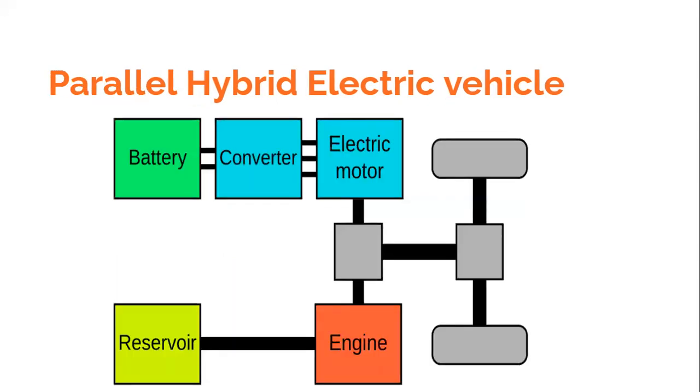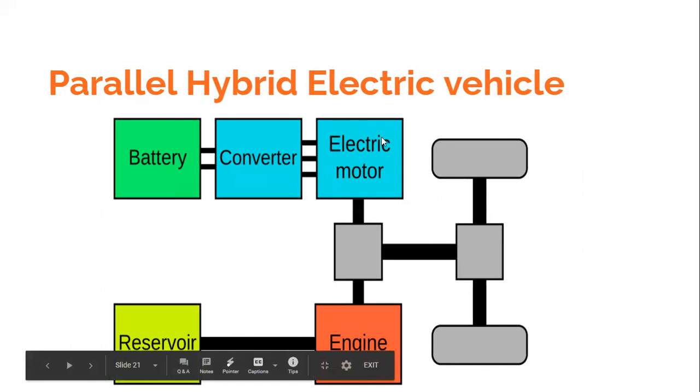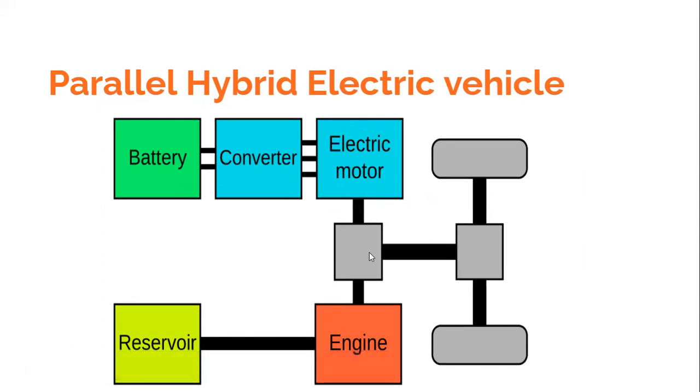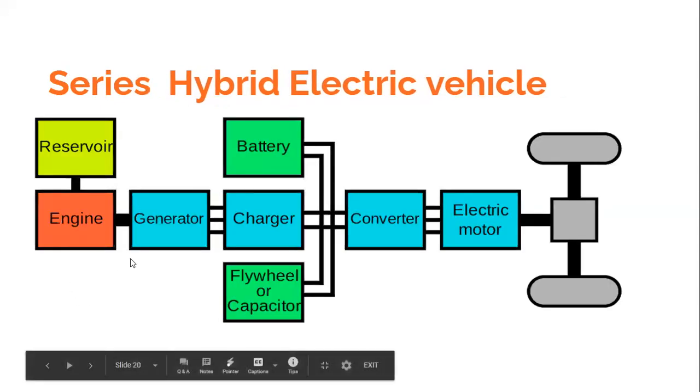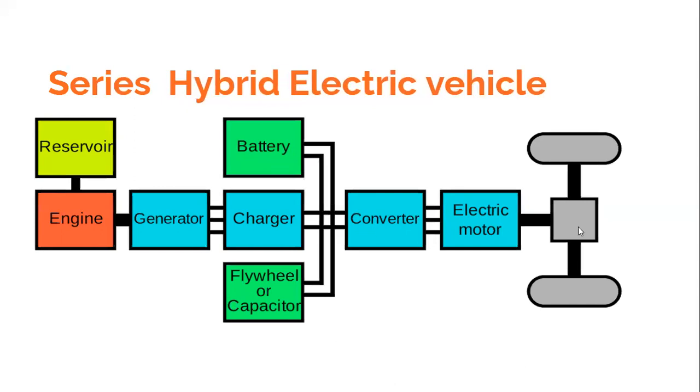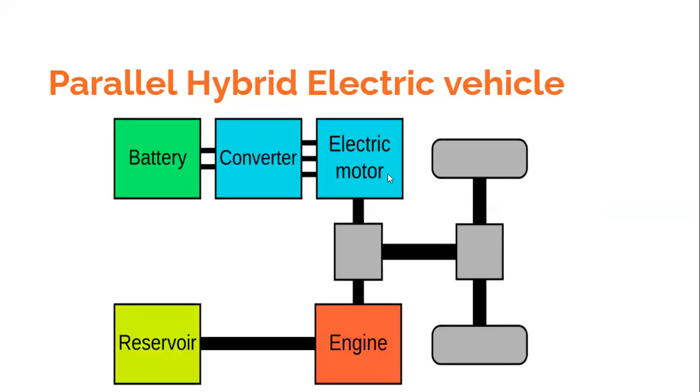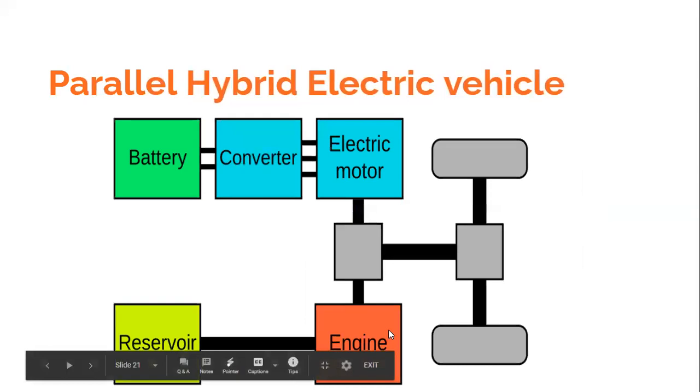So the parallel hybrid electric vehicle is in front of you. What do you see over here? You see that in this configuration, both the internal combustion engine and the electrical motor are in parallel to the wheels. Look at the earlier configuration. There, the engine and the motor were in series. Here you find that the motor and the engine are in parallel to the wheels.